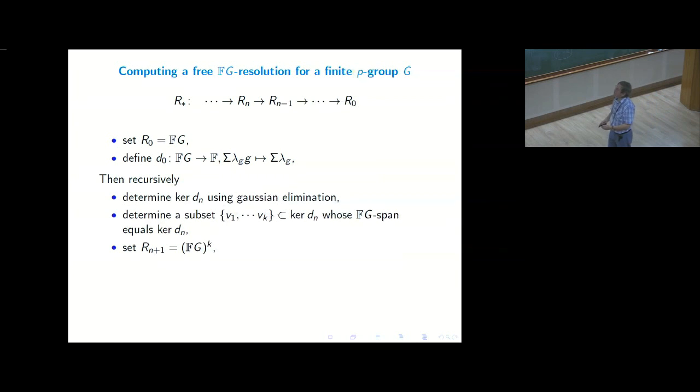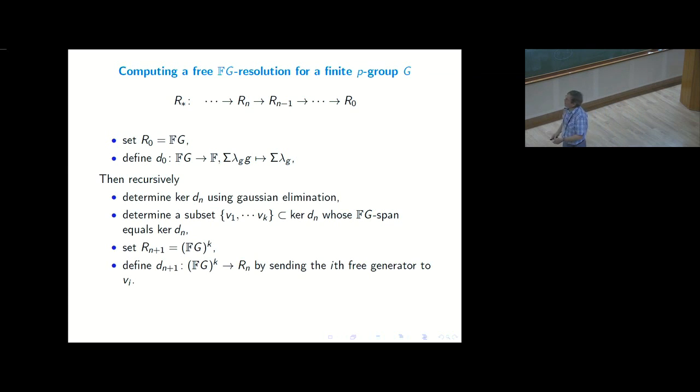And then what do I do? For each of my FG generators, I construct R_{m+1} with one summand of the group algebra for each of the generators that I want to map onto. I just take that summand. And then I record what the boundary map is. It takes the ith summand to the corresponding generator in the kernel.